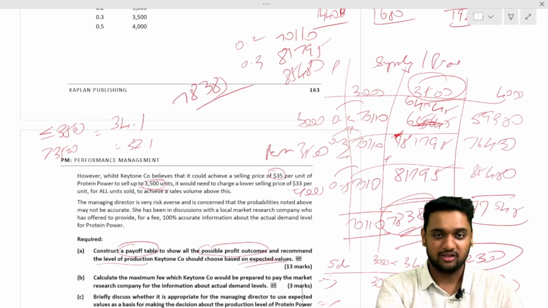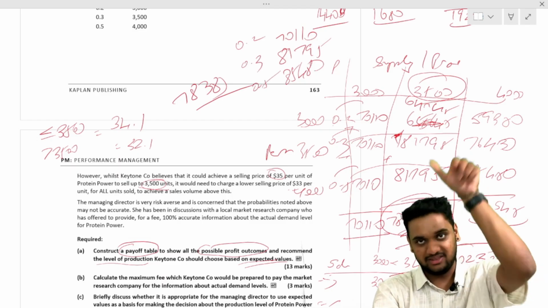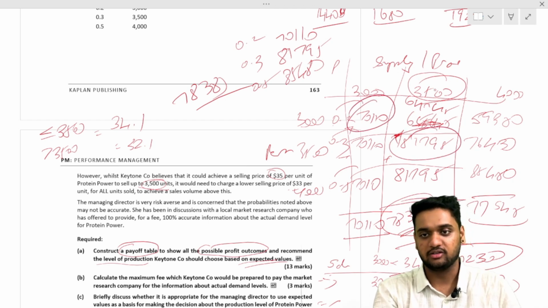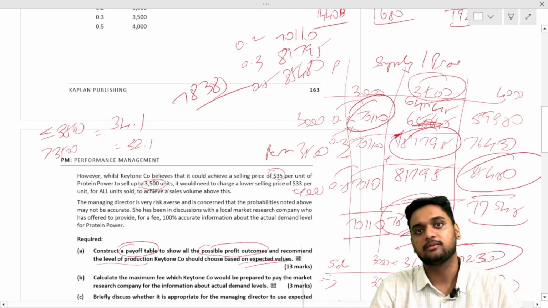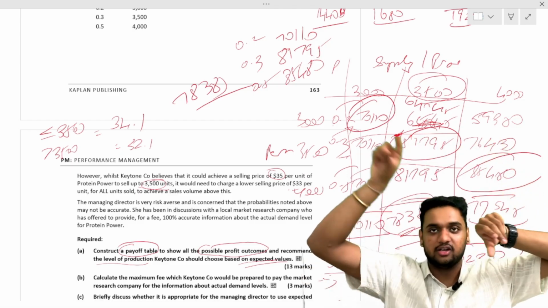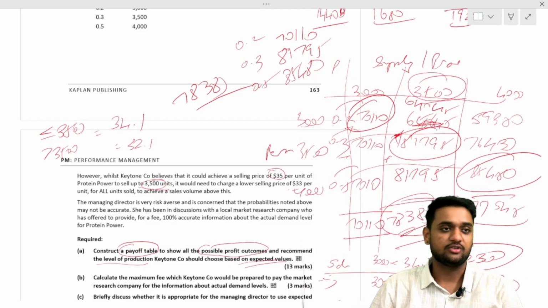0.2, 0.3, 0.5. With those values, you multiply and tell me how much expected value you are getting with the information. 0.2 into 70,110, 0.3 into this, 0.5 into this. I think if God tells us, diagonally you will get 3,000, 3,000, 3,500, 3,500, 4,000, 4,000. How much are you getting?